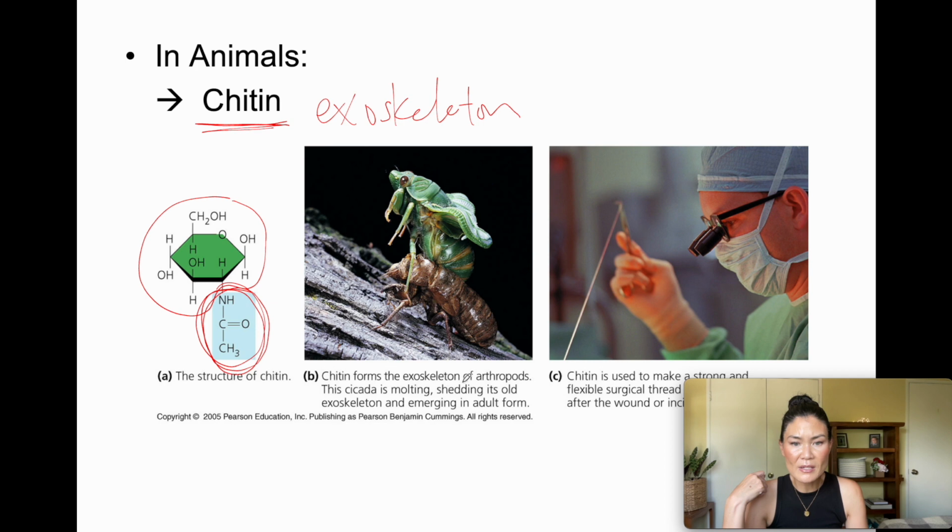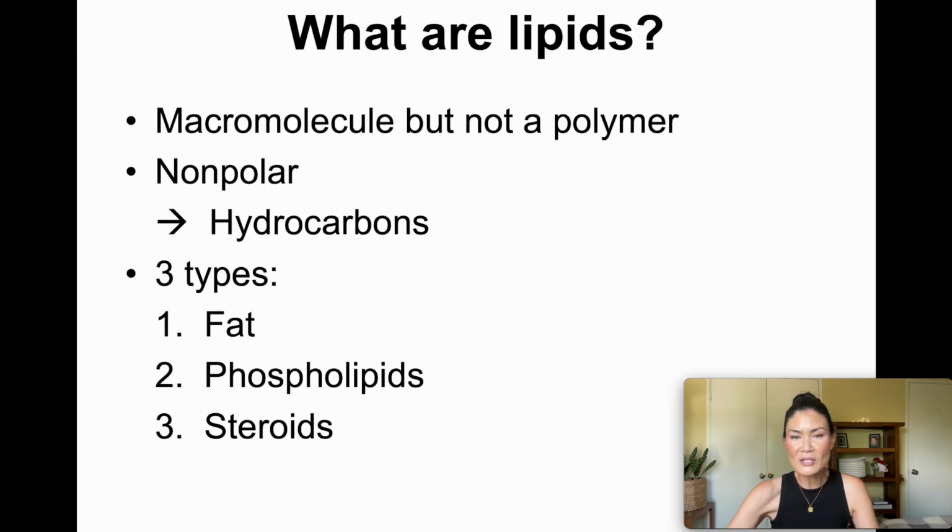And chitin forms the exoskeleton of arthropods, and you can see here that this brown shell that's being left behind, this is where this cicada is molting and leaving behind its exoskeleton. It's made out of polysaccharide called chitin. And sometimes humans, we can utilize chitin and make surgical thread or sutures. Okay, so that's carbohydrates. Now let's talk about lipids.